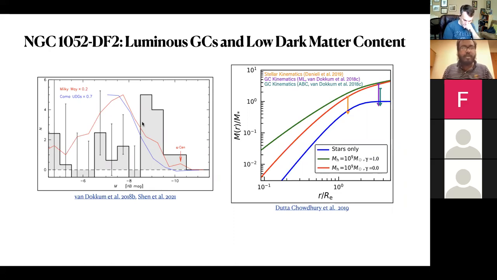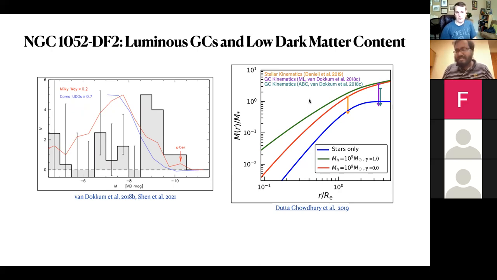So if we look at the histogram here, that shows the luminosity function of the globular clusters in this galaxy, and it is compared to typical luminosity functions that we observe for Milky Way like galaxies, or even in the Coma ultra diffuse galaxies, and it is offset to higher magnitudes. And the other thing that is anomalous is its dynamical mass.